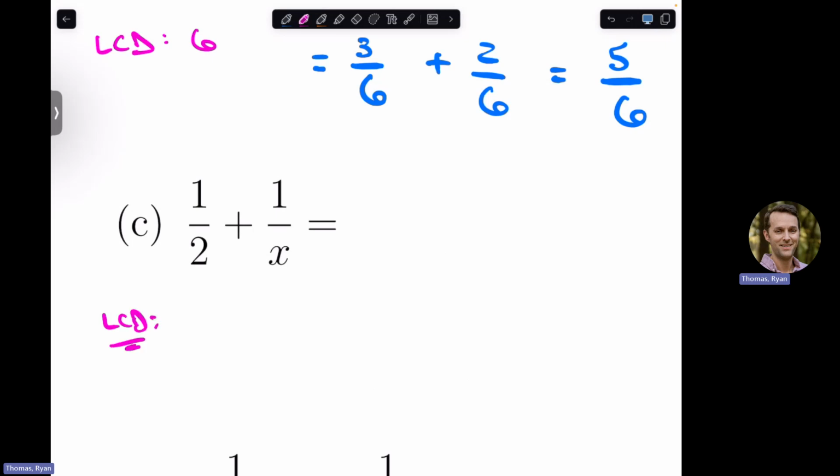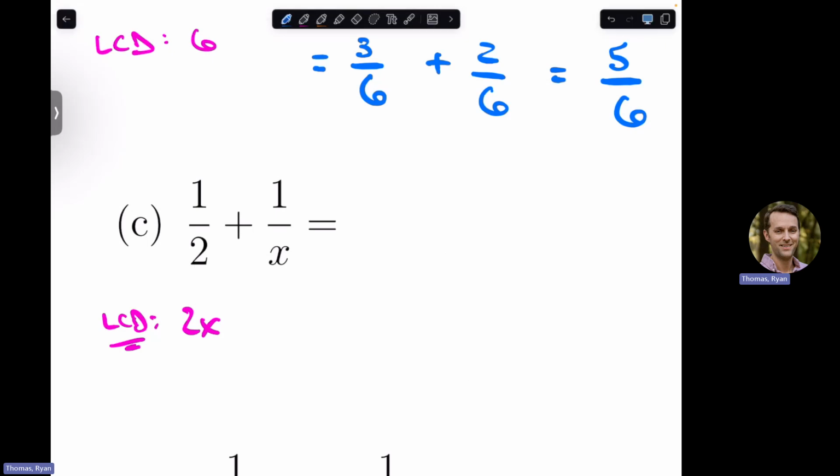What's the smallest thing that both 2 and x go into? 2x. We have no choice but to just multiply them together, right? This is a variable. This can represent a bunch of different things. 2 is just a number. We have no choice then but to multiply them because, again, the tool that we can use to rewrite fractions is multiplying by 1, right?